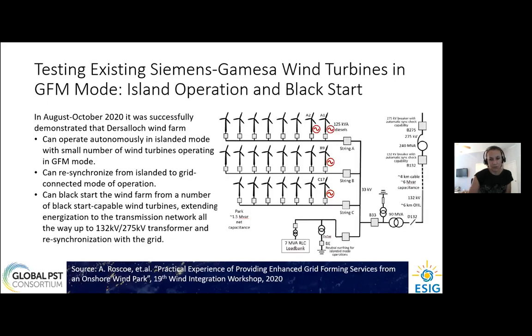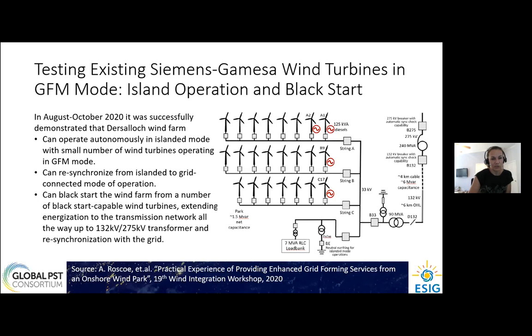On the same wind farm, they've also tested islanded and black start operation from August to October 2020. They were able to show that this wind farm can operate autonomously in island mode with a small number of wind turbines operated in grid forming mode. What they basically tested was going from all wind turbines operating in grid forming mode, and they were able to go down to, if I remember correctly, as far down as one or two turbines in grid forming mode.